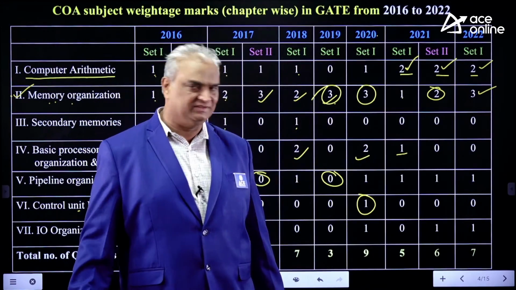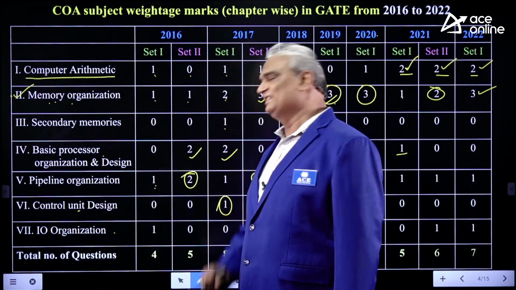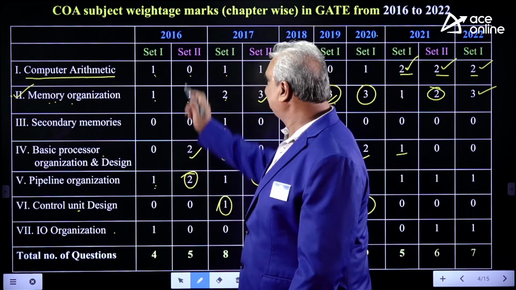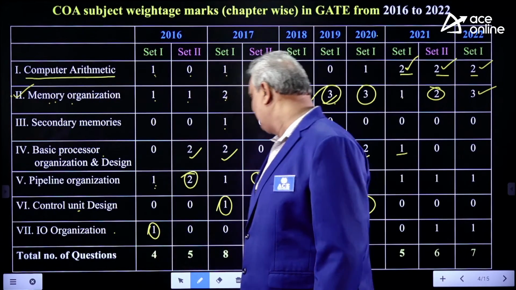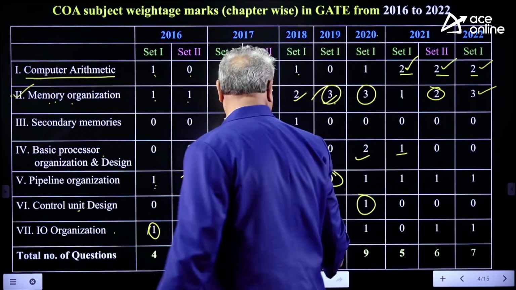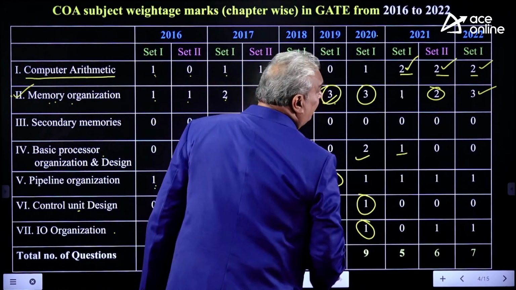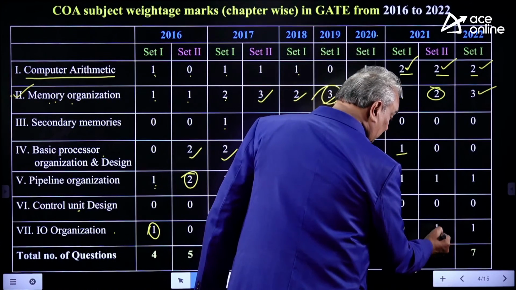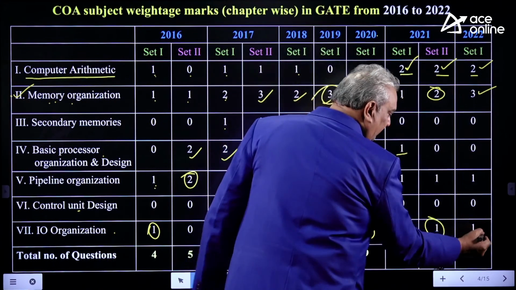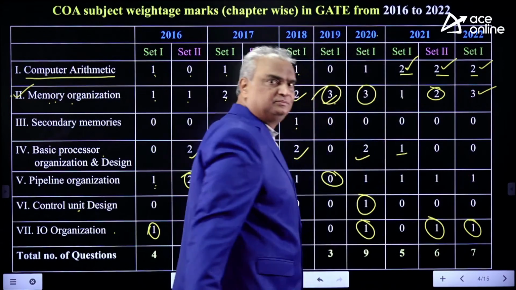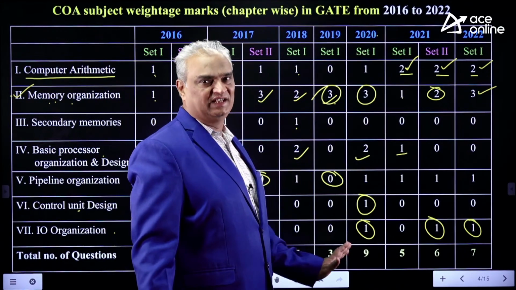Okay, next, coming to the last one, IO organization. In 2016, set 1, there was 1 question. Next, unfortunately, there was no question in between. Again, in 2020, 1 question. In 2021, set 2, 1 question, a 2 mark question. In 2022, it is a 1 mark question. This is the importance and energy of each and every topic.